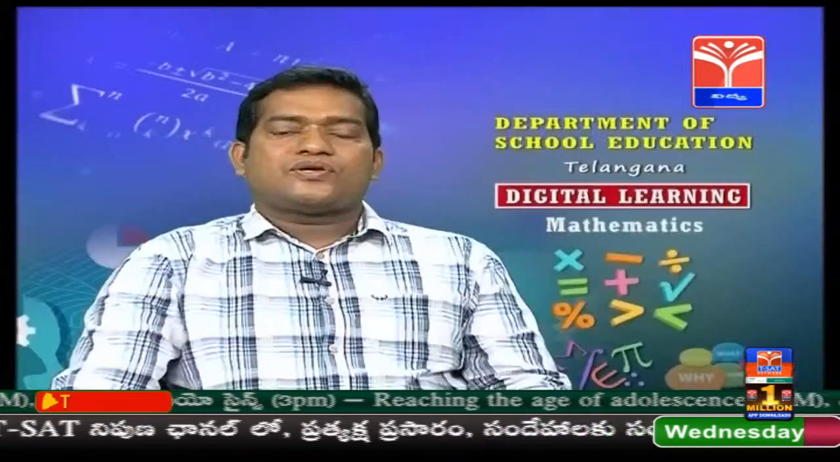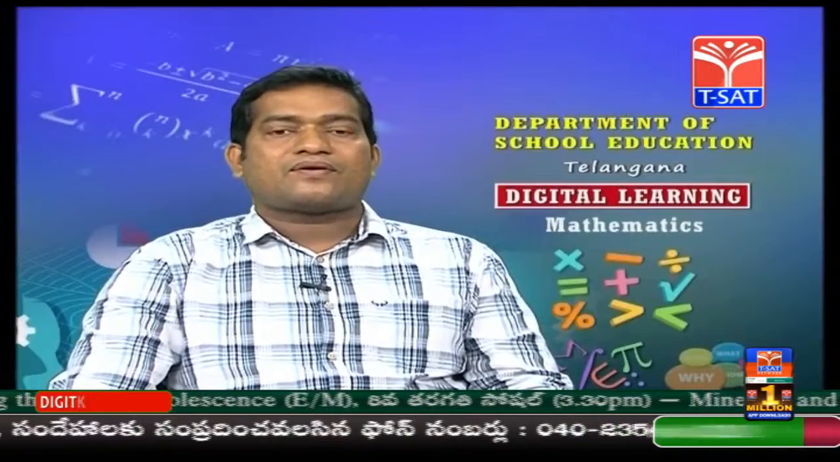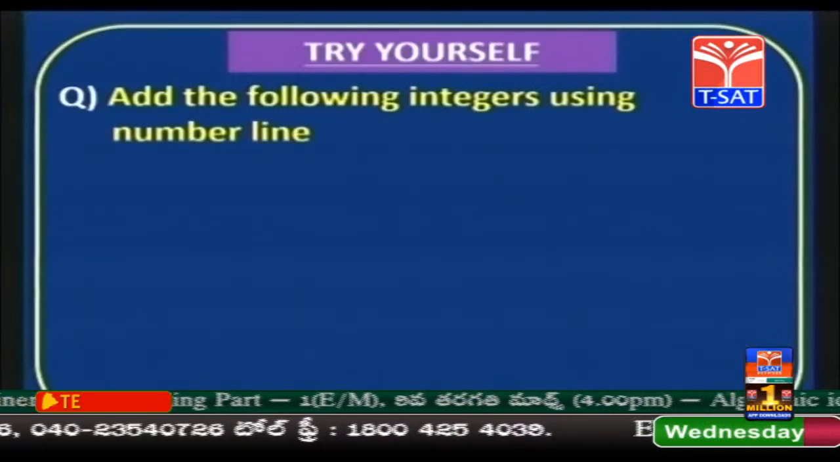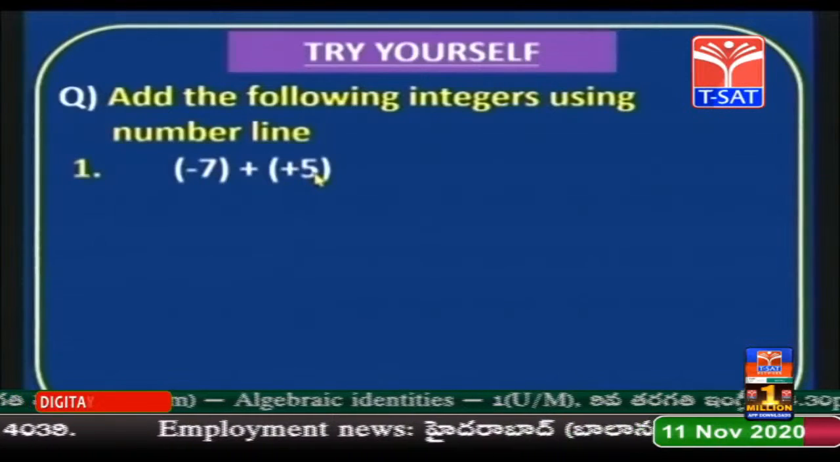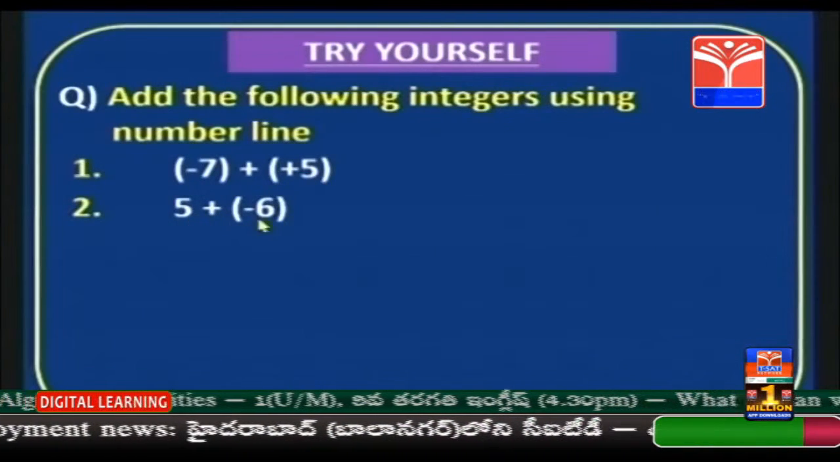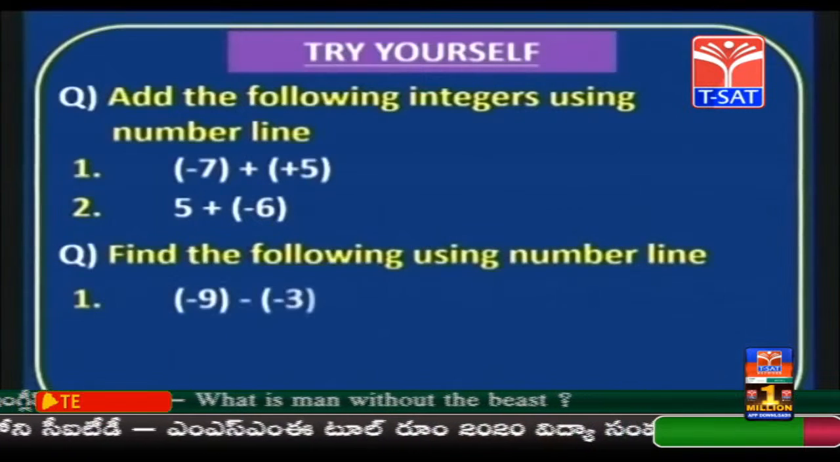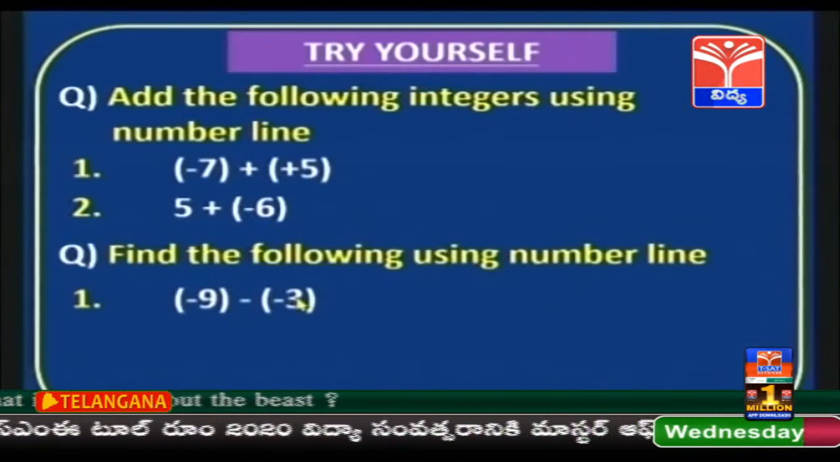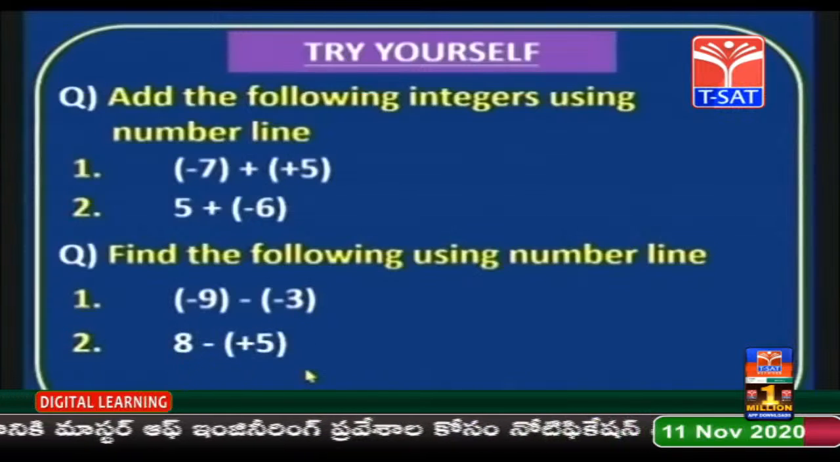Children, like this you can represent integers on the number line. At the same time you can add and subtract 2 integers using the number line. Children, try yourself. Add the following integers using the number line: minus 7 plus of plus 5, 5 plus of minus 6. Find the following using the number line: minus 9 minus of minus 3, 8 minus of plus 5.